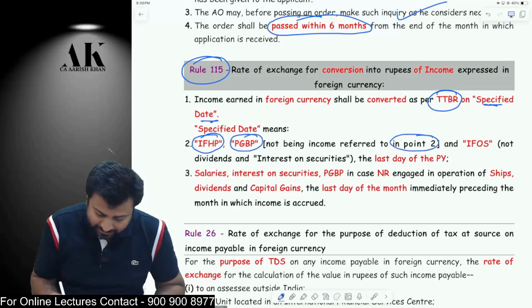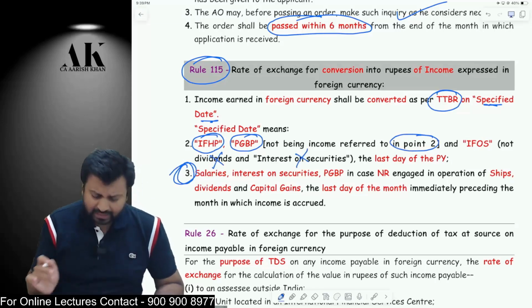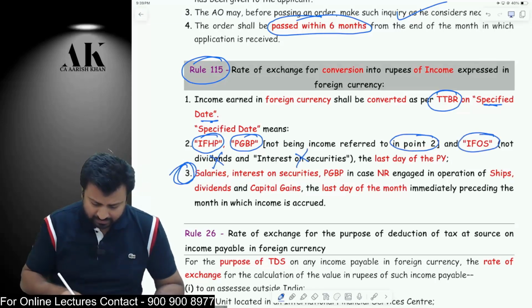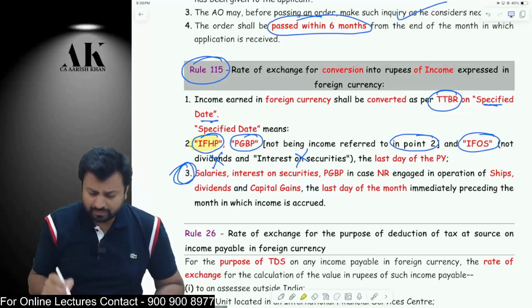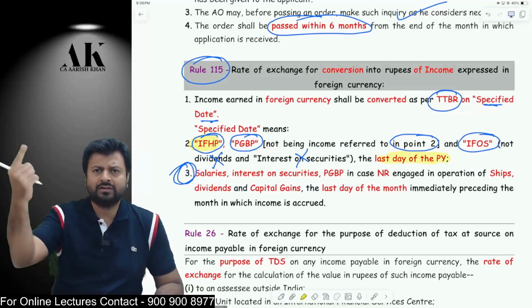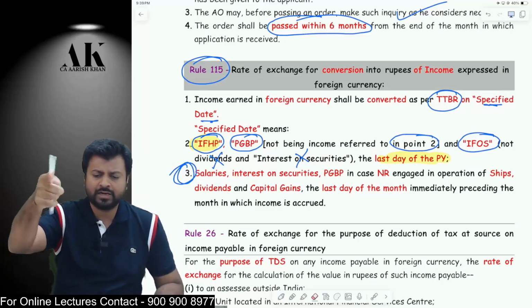Other than the PGBP mentioned in point number 3 over here, and other than dividend and interest on securities and IFOS. So listen carefully. For income from house property, headwise we will talk. For income from house property, on the last day of the previous year, convert that foreign income into Indian income. Okay, 31st March 2024 TTBR, convert that house property income into Indian income.